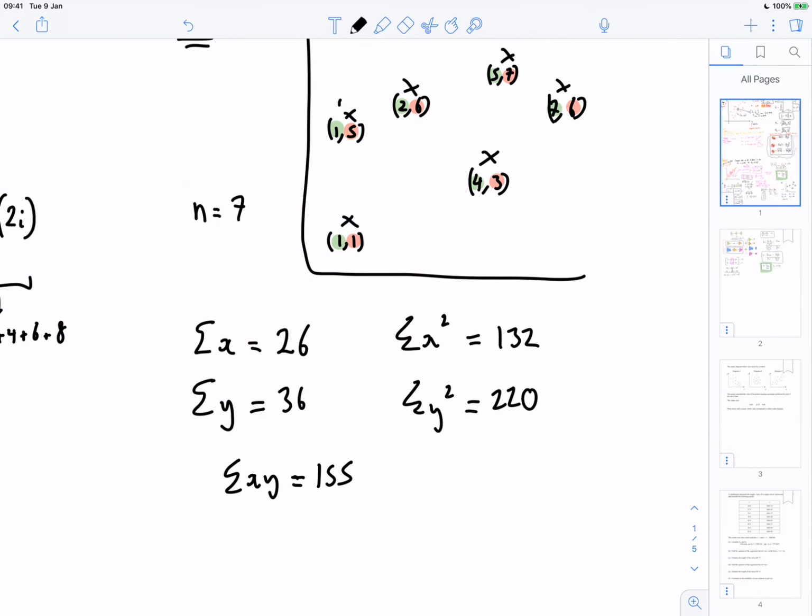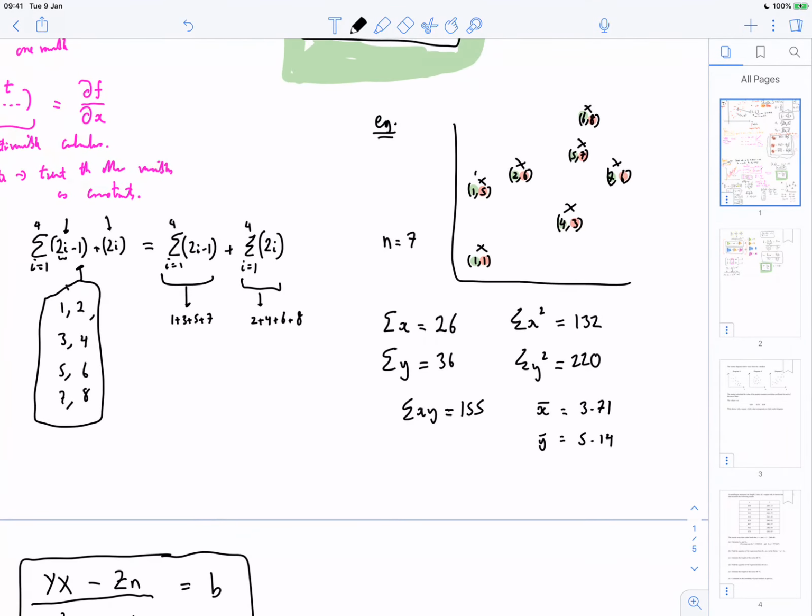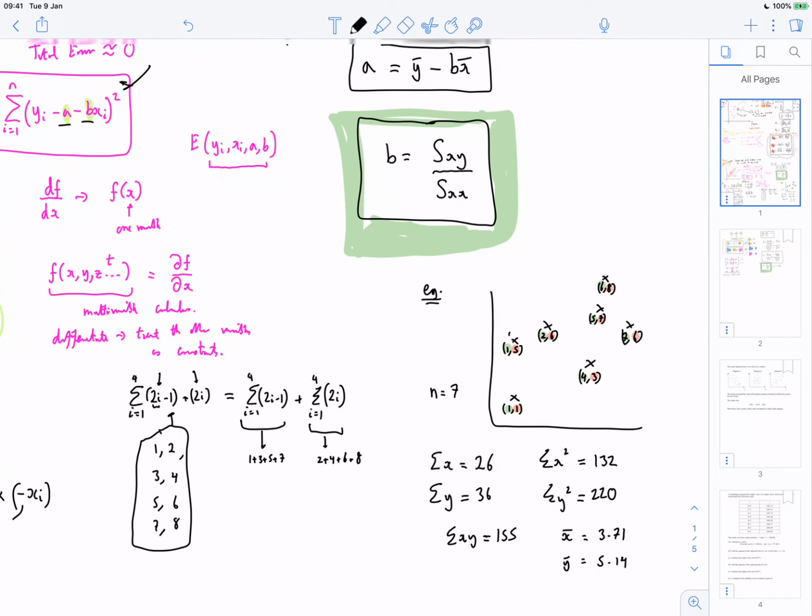Okay, so another few stats you can calculate. x bar is just going to be the sum of x over n, so 26 over 7. To two decimal places, that's 3.71. And y bar is the sum of y over n, so 36 over 7, so that's going to be 5.14. We now actually have enough information to calculate the regression line.